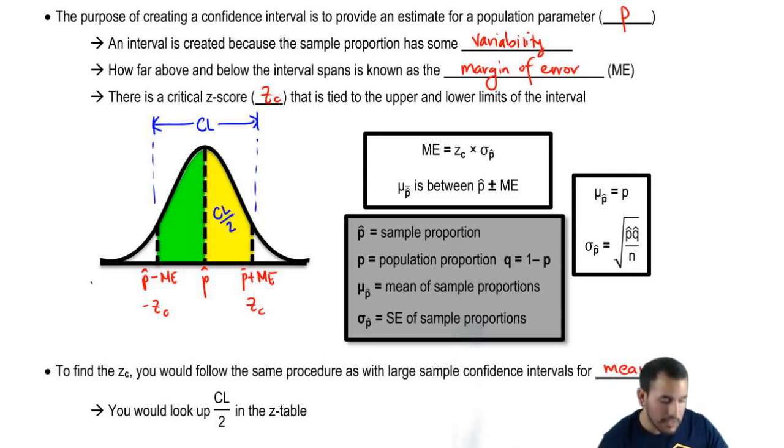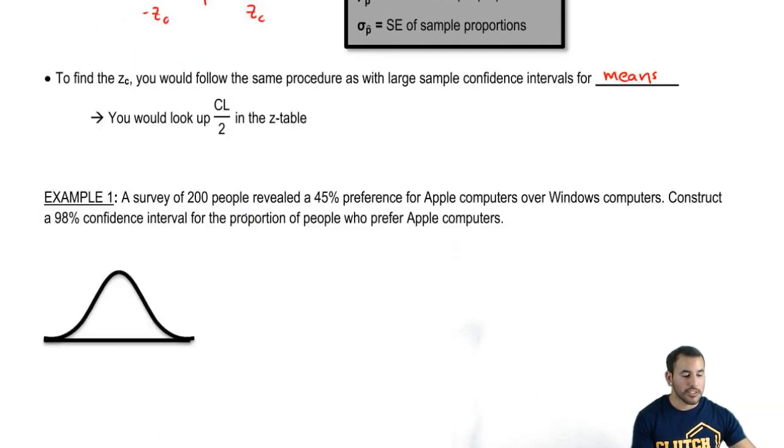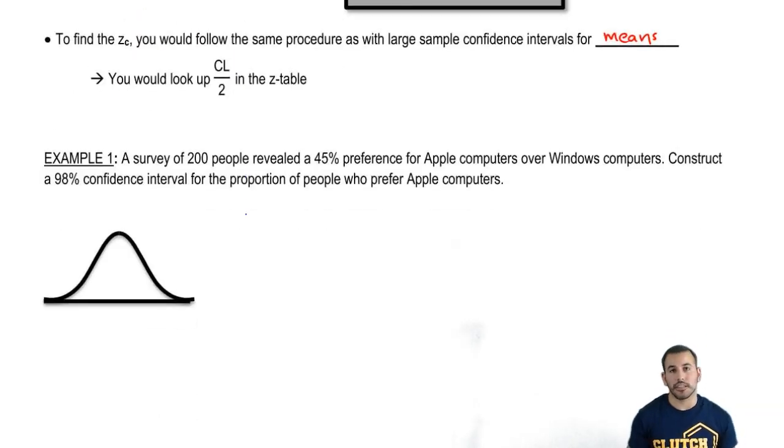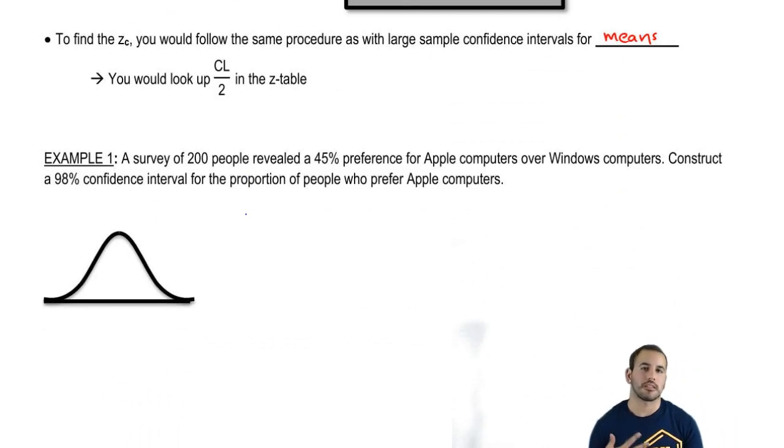So again, this is where you're going to look up. It's just CL over 2. Cool? So let's just do a quick example. And the reason I did one is because by now this process gets very tedious. So I don't want to put a bunch of examples because they're all pretty much the same.